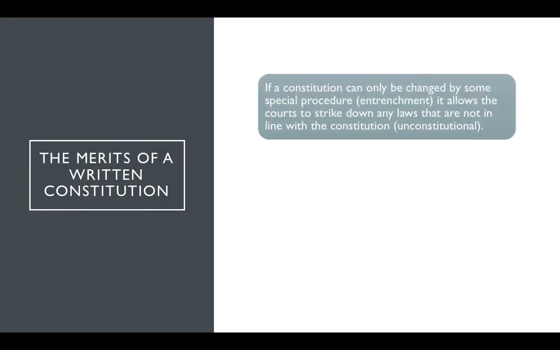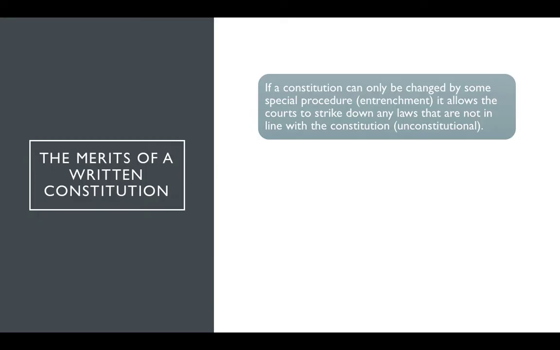If a constitution can only be changed by some special procedure, i.e. that the constitution is entrenched, it allows the courts to strike down any laws that are not in line with the constitution and claim them to be unconstitutional. That is why in the USA, if Congress wants to pass a law and people argue that that law is unconstitutional, it doesn't fit with the Constitution, it almost contradicts parts of the Constitution, then the US Supreme Court will strike it down in a form of judicial review.